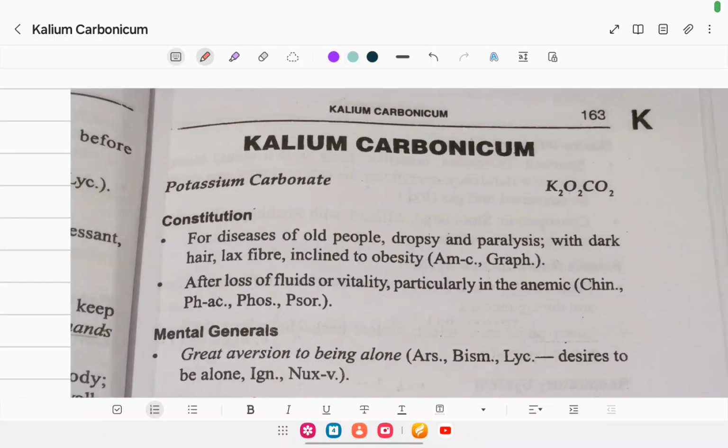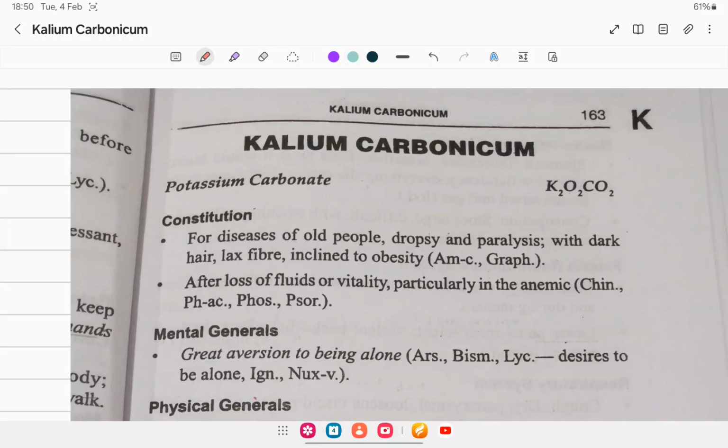Today we are going to discuss Kalium carbonicum. Kalium carbonicum, common name potassium carbonate or carbonate of potassium. Chemical formula K2CO3. So let's start. Constitution.